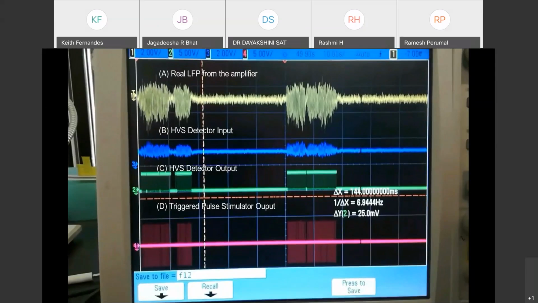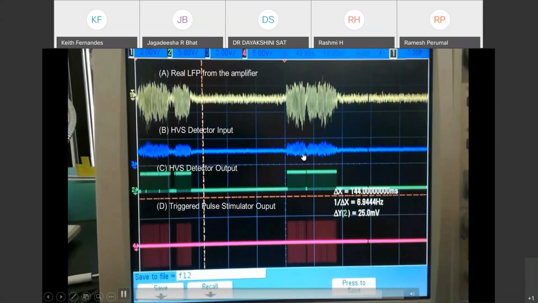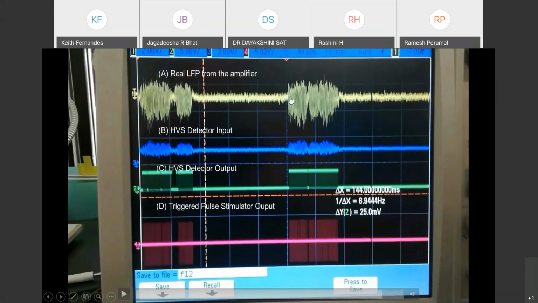Two criteria are very important here. One is how accurately it is detecting the high voltage spindle, and the other is how accurately it is able to differentiate between HVS and non-HVS, because these two criteria are important to determine the performance of any algorithm, I would say. And apart from that, in this context, we need a computationally efficient algorithm. That is why we use this approach to improve the temporal resolution.